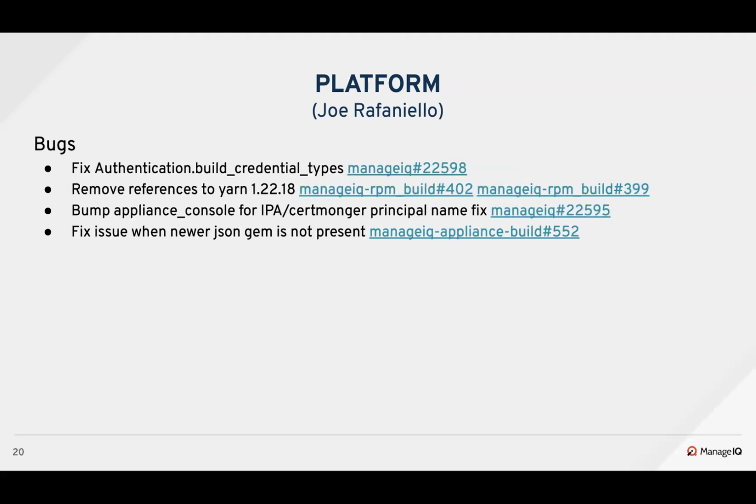For platform bugs, Adam fixed an issue where build credential types was returning workflows for embedded Ansible credential types. For RPM build, Brandon reset the yarn RC and set the yarn version to 1.22.18 if the platform is S390X. I bumped the appliance console to take advantage of a fix for the IPA certmonger principal name fix. And Jason made appliance build work with older JSON gems, such as the one that's with Ruby 2.7, by using the backward compatible JSON load instead of a load file. Next slide.